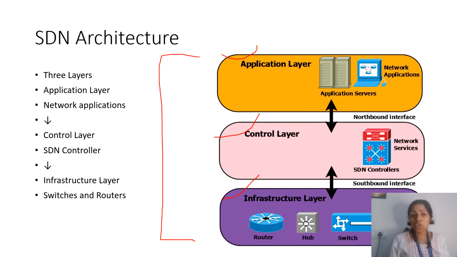So the network controller itself cannot take all the decisions. Sometimes it needs to take approval from some higher authority. So this is called the application layer. The controller layer sometimes cannot decide, because some rights will not be there in the controller. The controller can see the path.